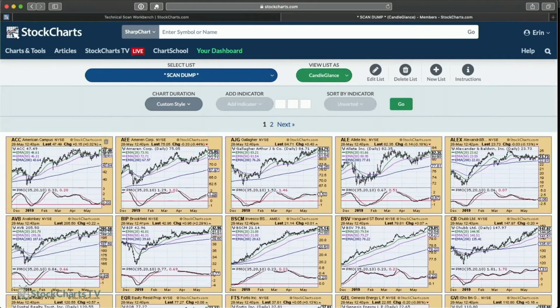So this one is sitting right on it. It needs to burst above it. I would keep this one because the PMO is turning up just above the zero line.